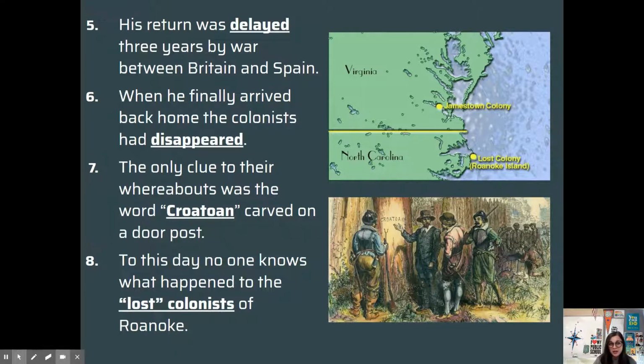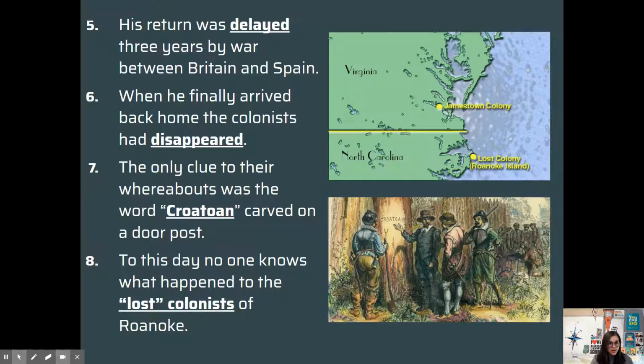he's left these people, and his colony is just gone. He has no idea what's happened. If you see on the map, you can see where Roanoke Island is located. It's just off the coast of North Carolina. He gets there and he's like, "Here I am!" And there's no one there for him. And he looks around, and there's nothing.